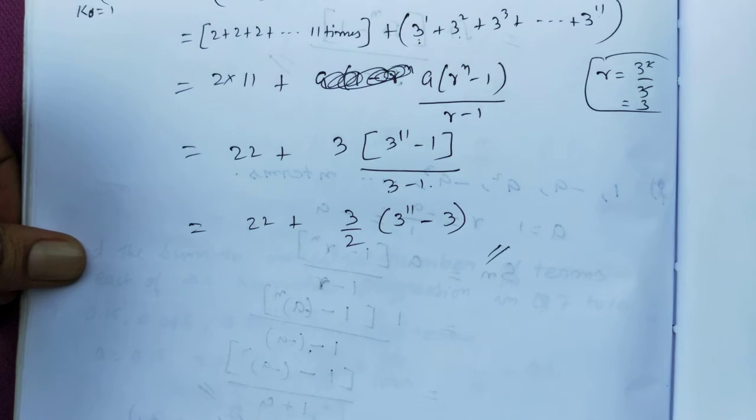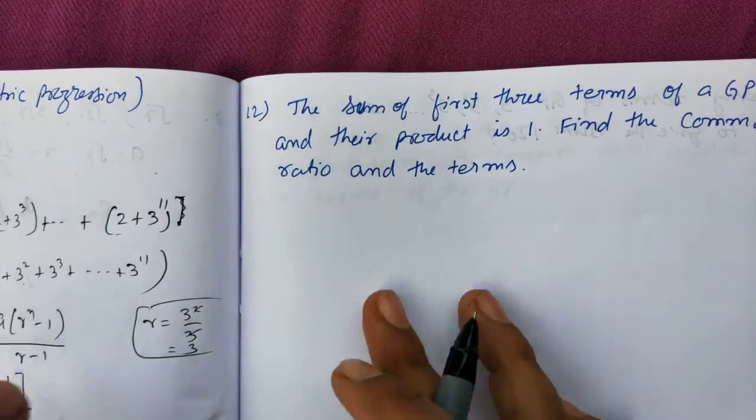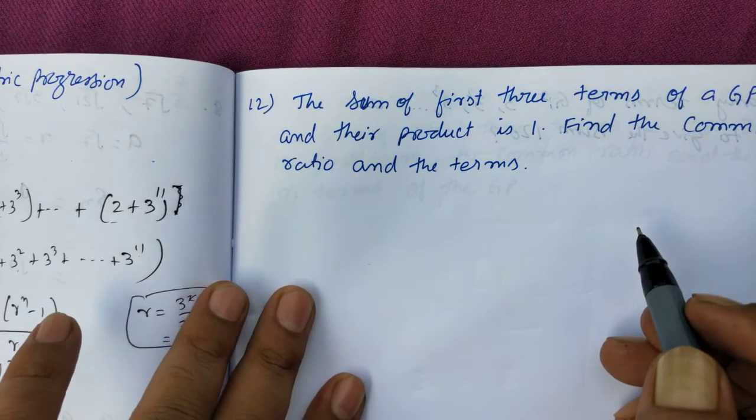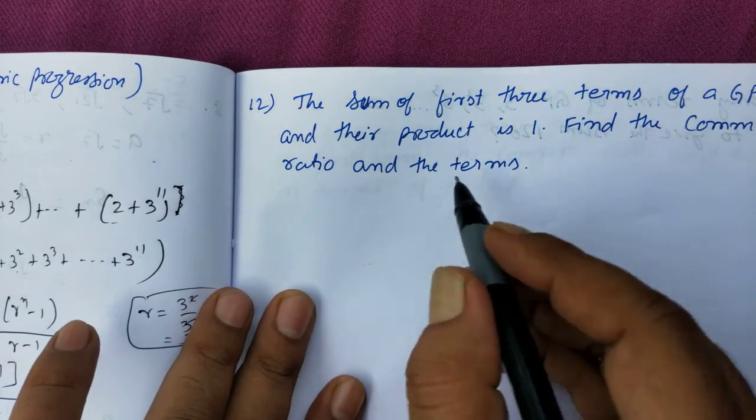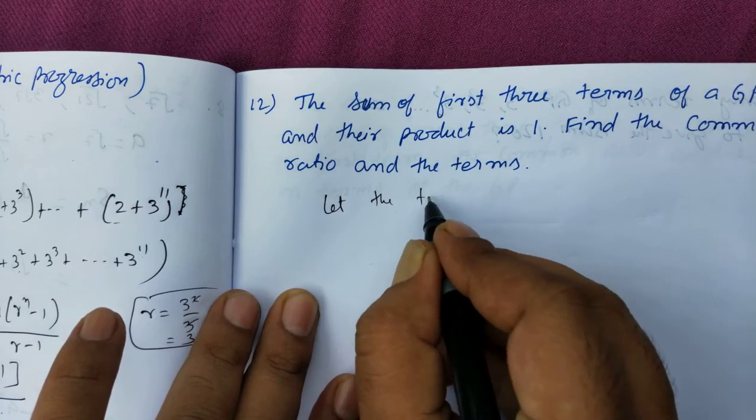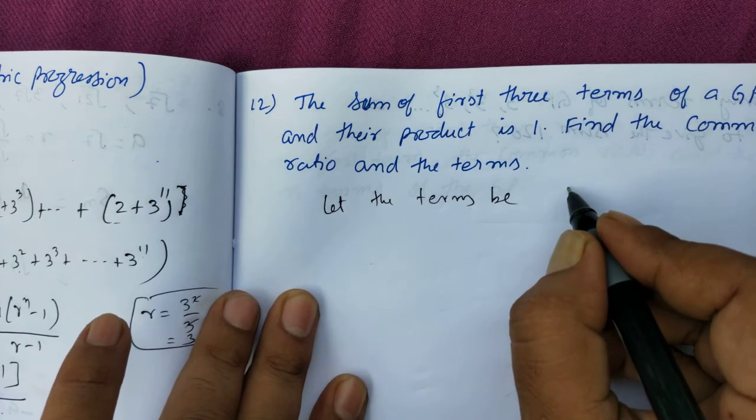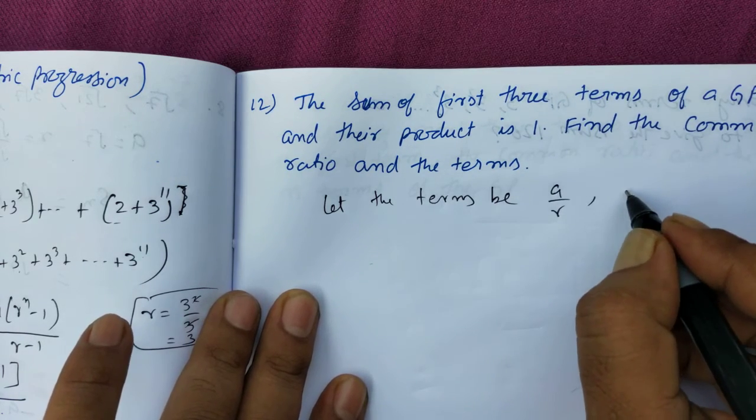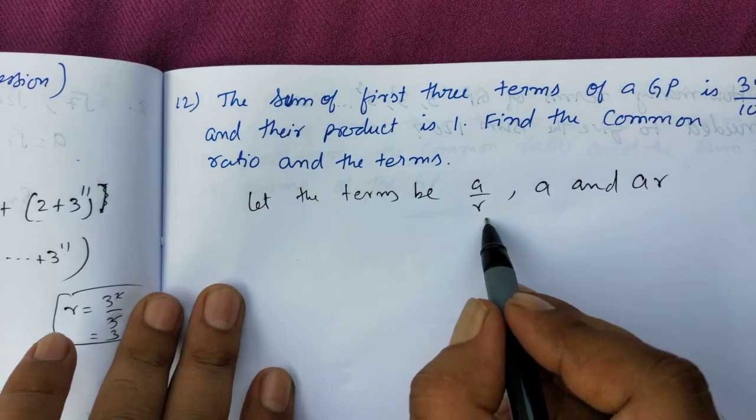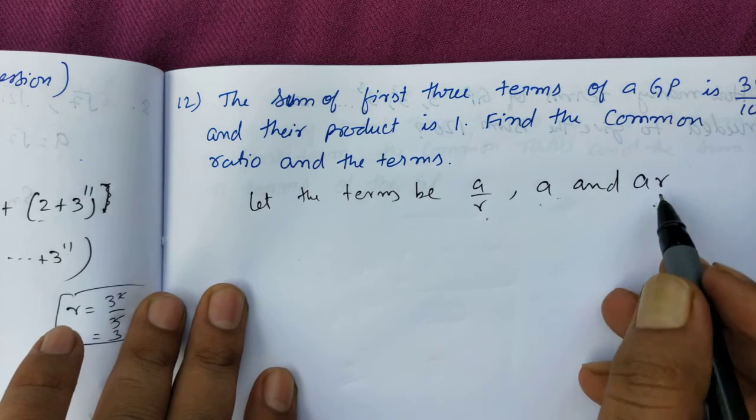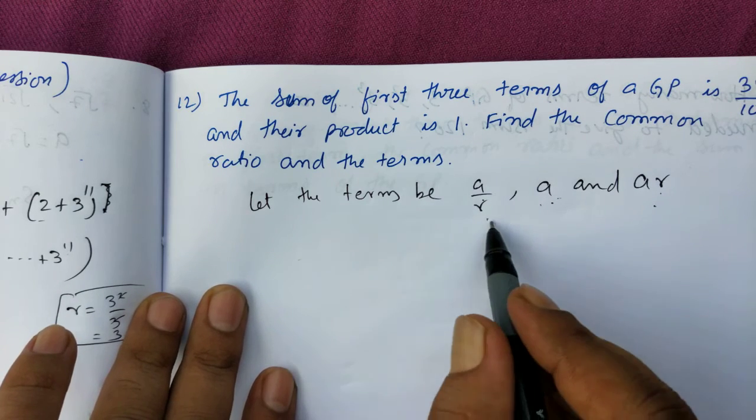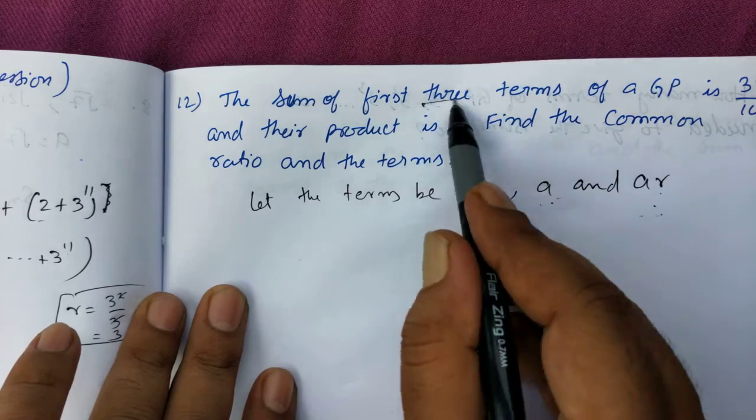Let's do question number 12. The sum of the first 3 terms of a GP is 39 by 10, and their product is 1. When they are talking about 3 terms, we can take the terms as a by r, a, and ar. They are in the ratio, the common ratio is the same. If I divide these two, the ratio will be the same. So let the 3 terms be this one. Whenever they talk about 3 terms, we use this, okay?